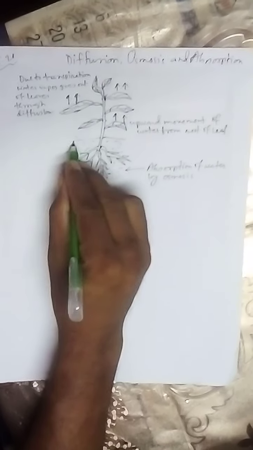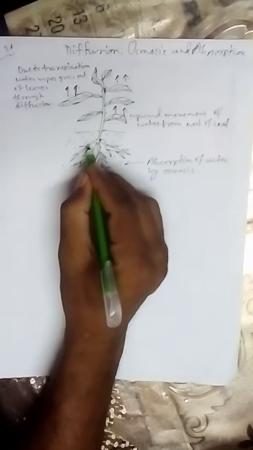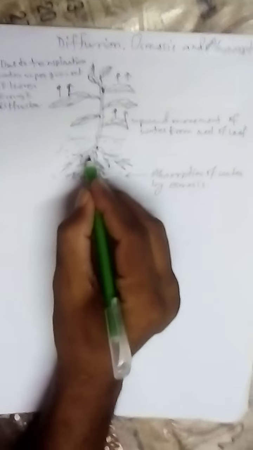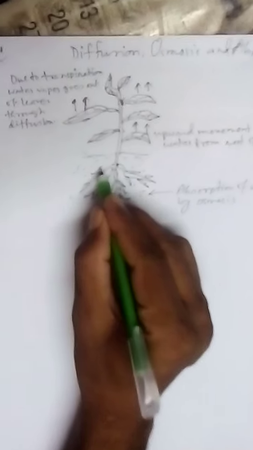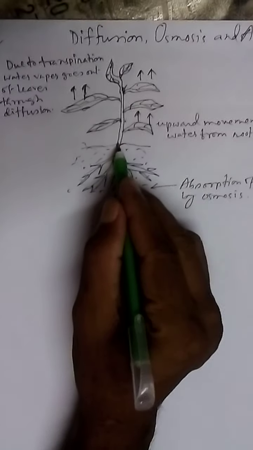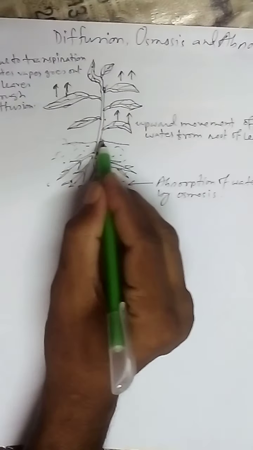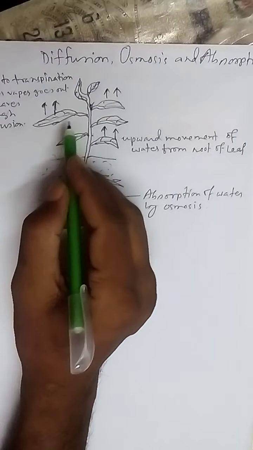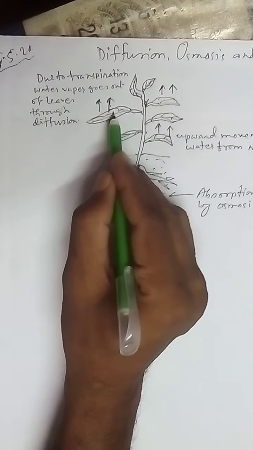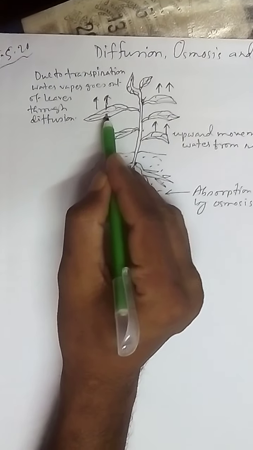We can see the figure. What are the activities of a plant with respect to this chapter? In the figure, we can see there are two materials under the soil. One is water and the other is minerals. Upward movement of water and minerals from root to leaf we see in the figure. After that, due to transpiration, water vapor goes out of leaves through diffusion.